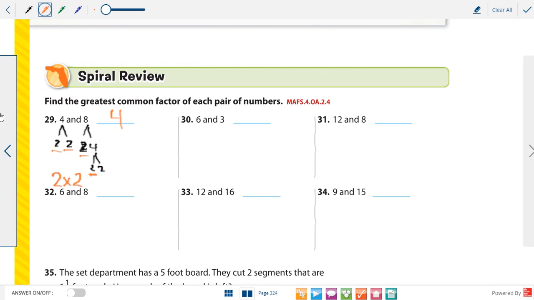Okay, now I'll do number 30. I'll show you the other way of doing it, not the factor tree. All right, 1 and 3, that's basically the factors of 3. The factors of 6 are 1 and 6 and 2 and 3. Remember, I start at 1 and work my way to the number. All right. So 1 is a common factor, and 3 and 3. The largest of those is the number 3. So the greatest common factor of 6 and 3 is 3.